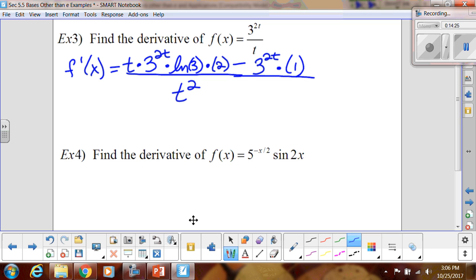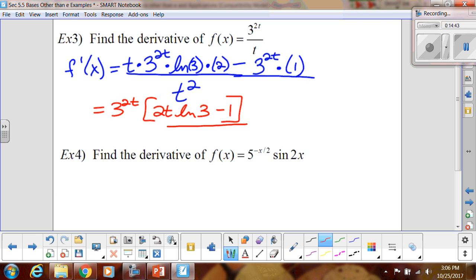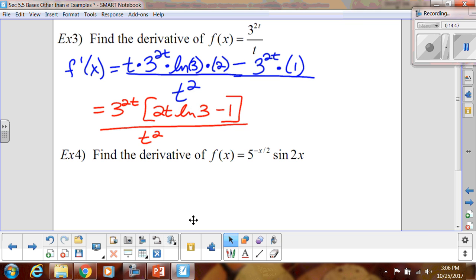Okay, so let's simplify that a little bit. Notice that we have a 3 to the 2t in the numerator, so we can factor that out. And then that's going to leave me with 2t ln of 3, that's our first term, minus 1 all over t squared. Okay, so that's probably how you'll see it in the back of the book. All right, let's do this next one.